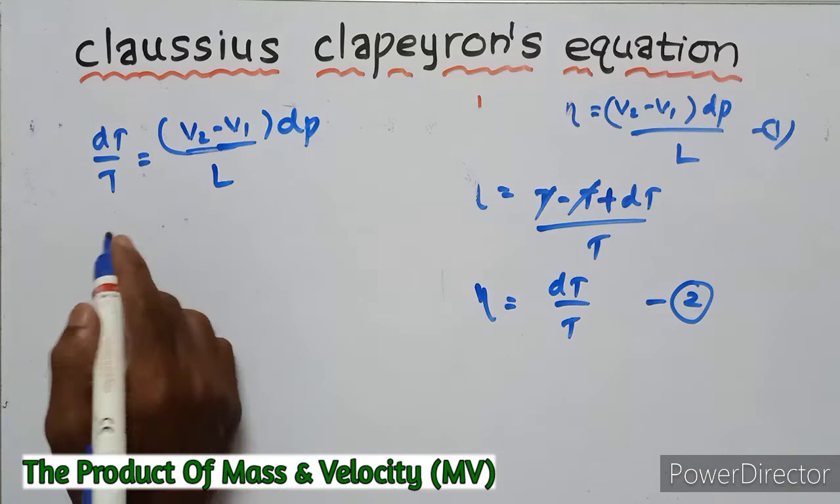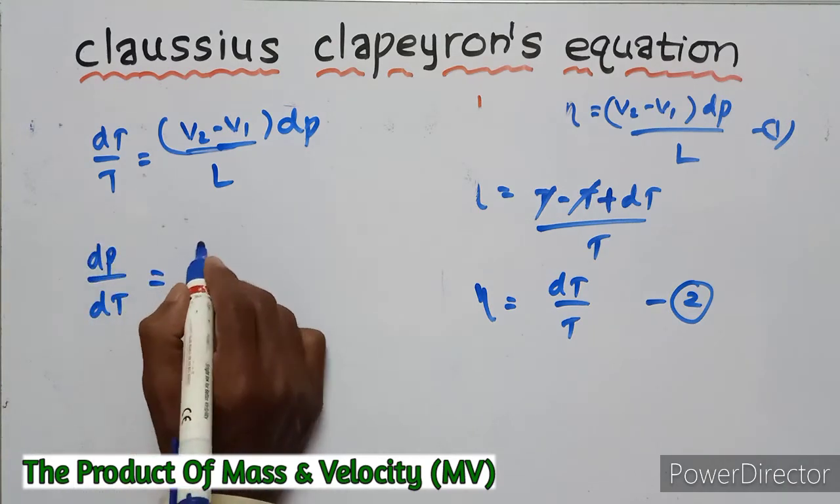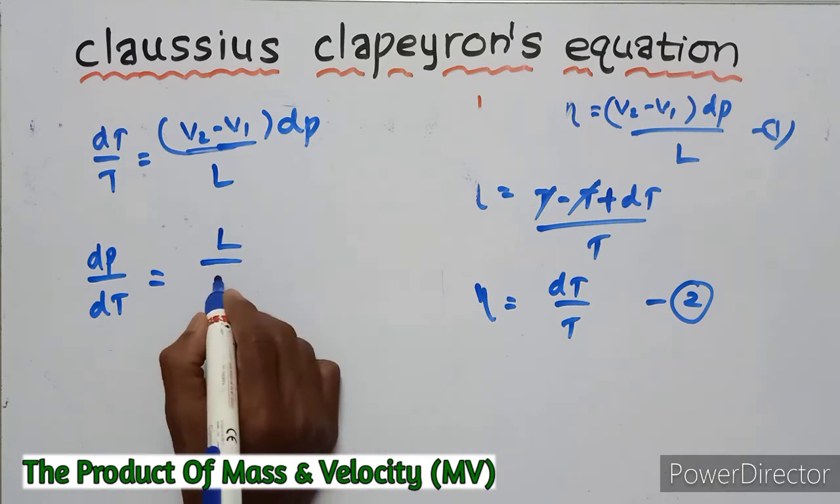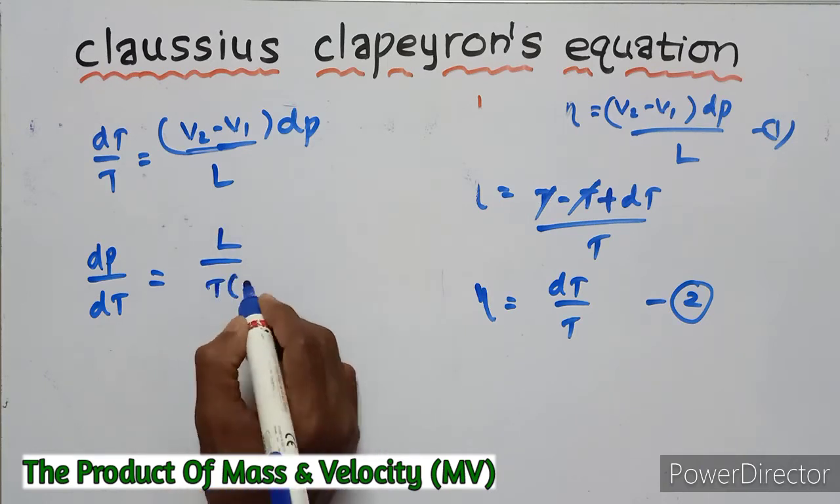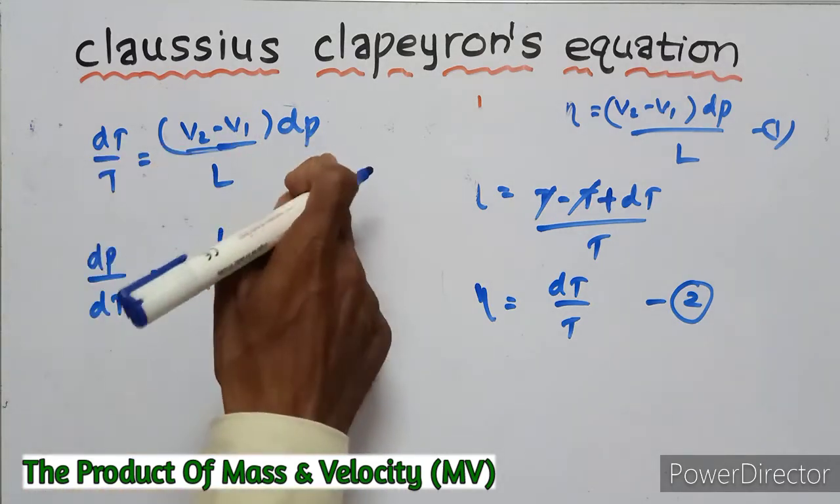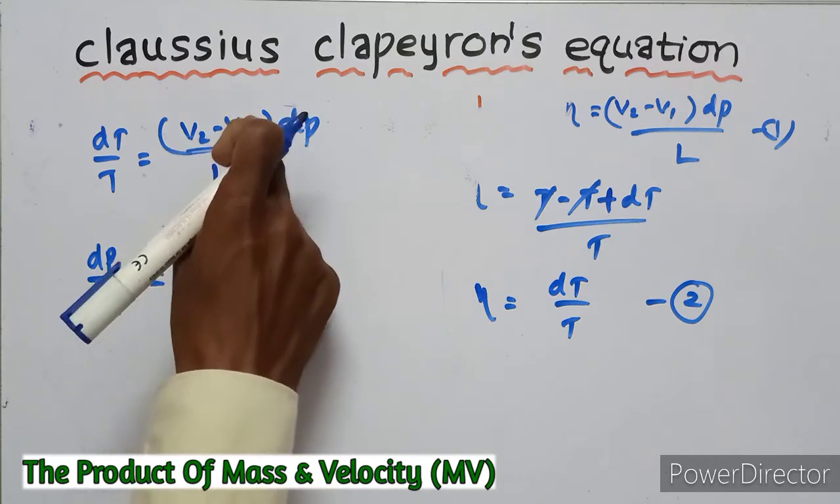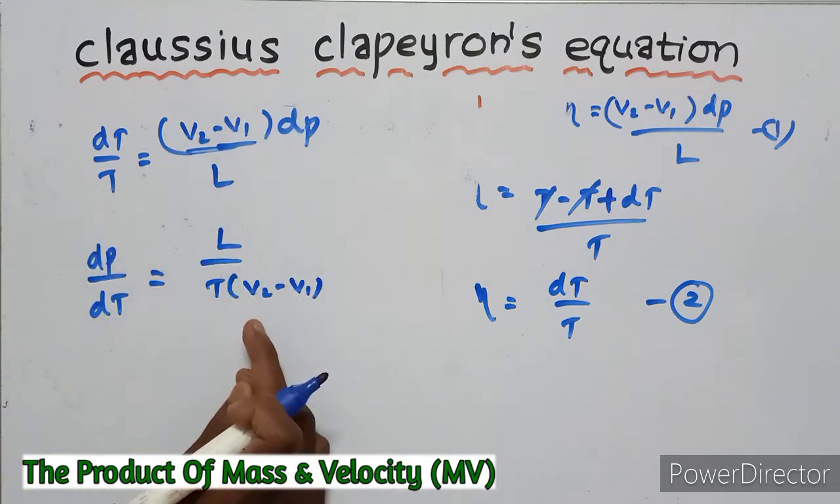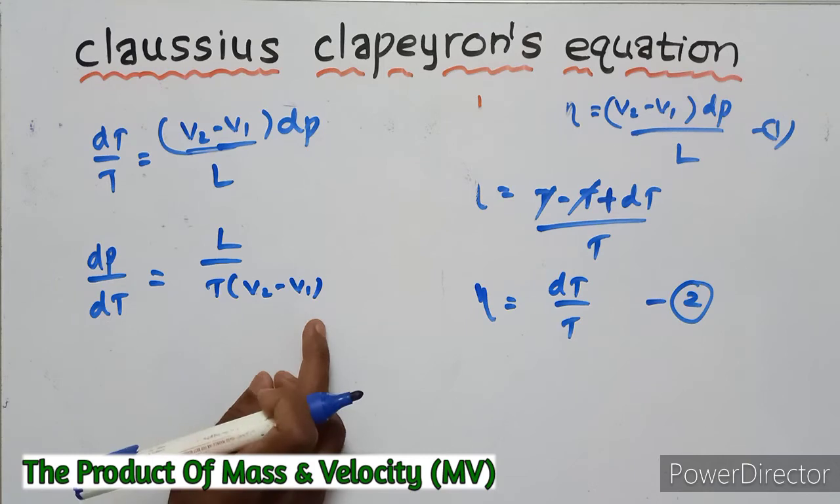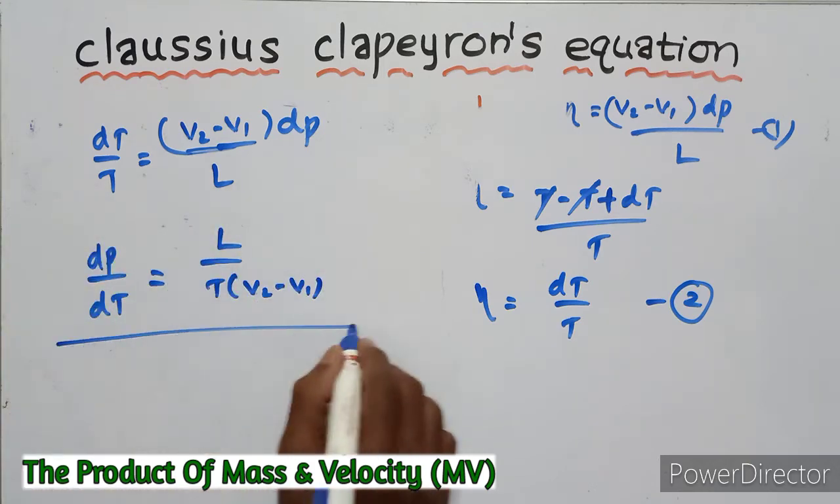So this equation can be written as dP upon dT is equal to L upon T into (V2 minus V1). Here dP upon dT, and V2 minus V1 upon L is on the other side, L upon (V2 minus V1). So this equation can be written as this.